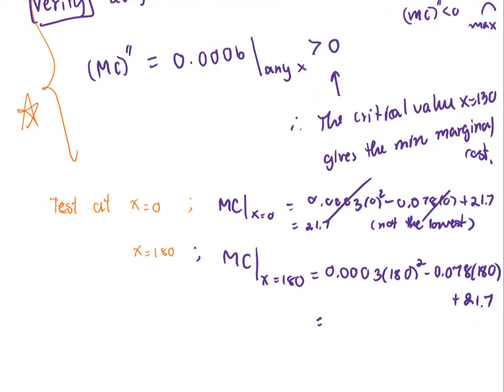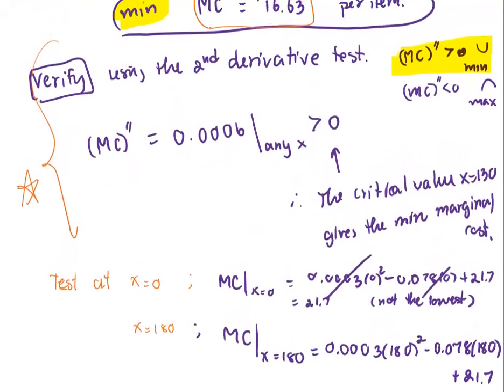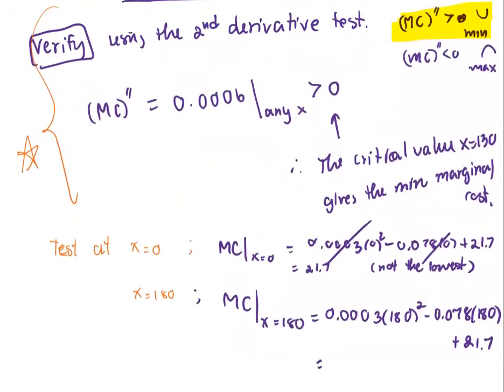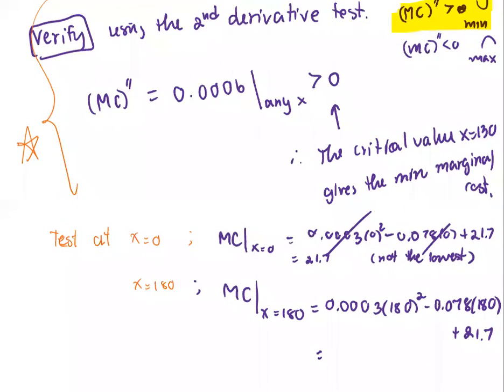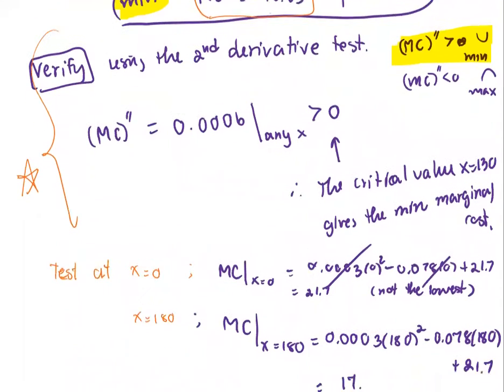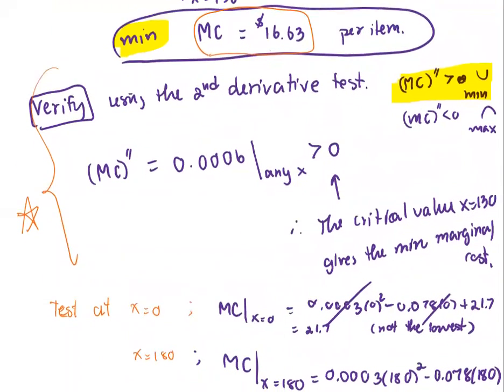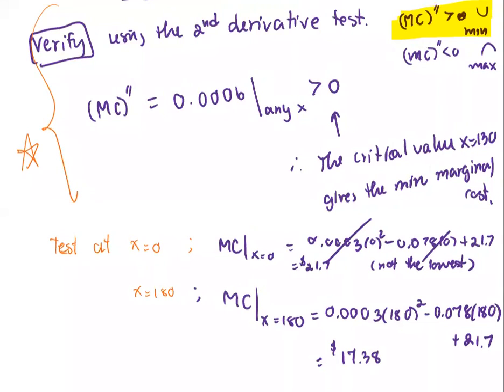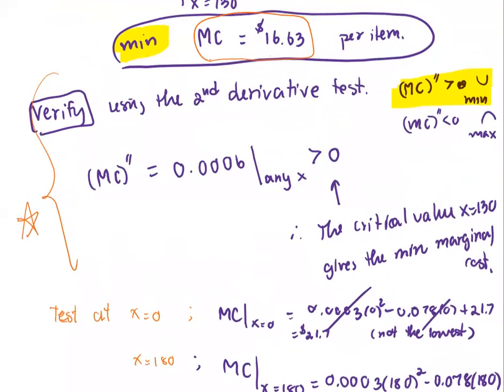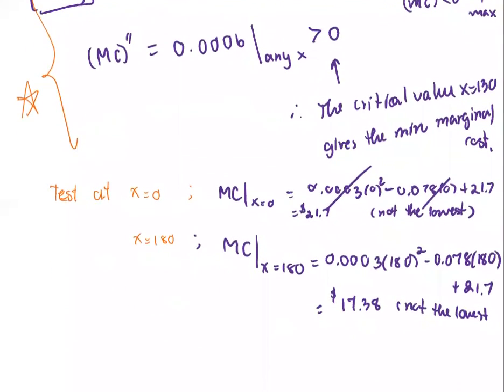The number should not be as low as 16.63. What do you get? 17.38. Which is still higher than 16.63. Okay, again, it's not the lowest. So then the winner is the 16.63 at the critical number.